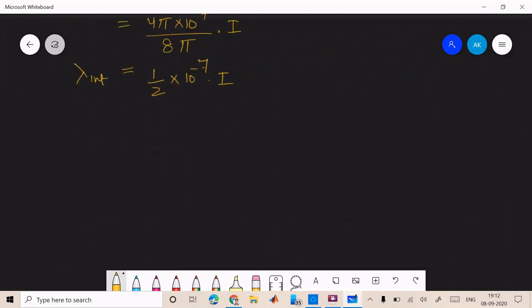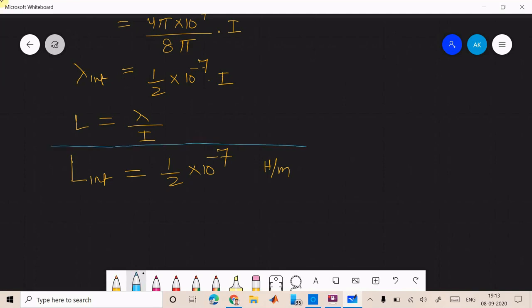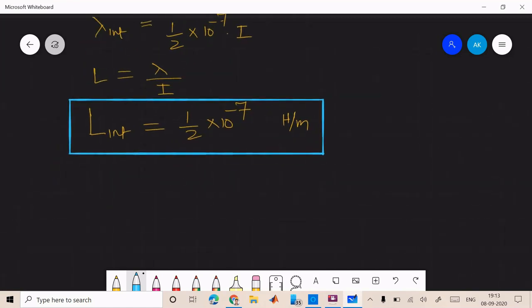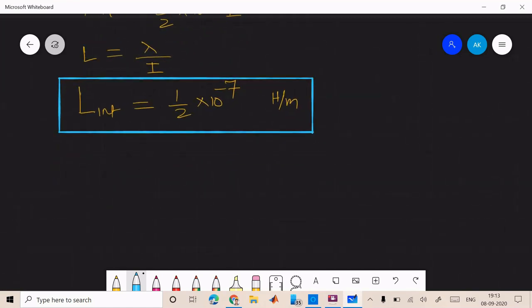And how do we write the inductance? We know that inductance is equal to flux linkage over current. So L internal, divided by current, you will get 1 by 2 into 10 raised to power minus 7 Henry per meter. This is your final expression for internal inductance, in Henry per meter. It's a constant value. This internal inductance does not depend upon the radius of the conductor or the spacing between the conductors and all that.